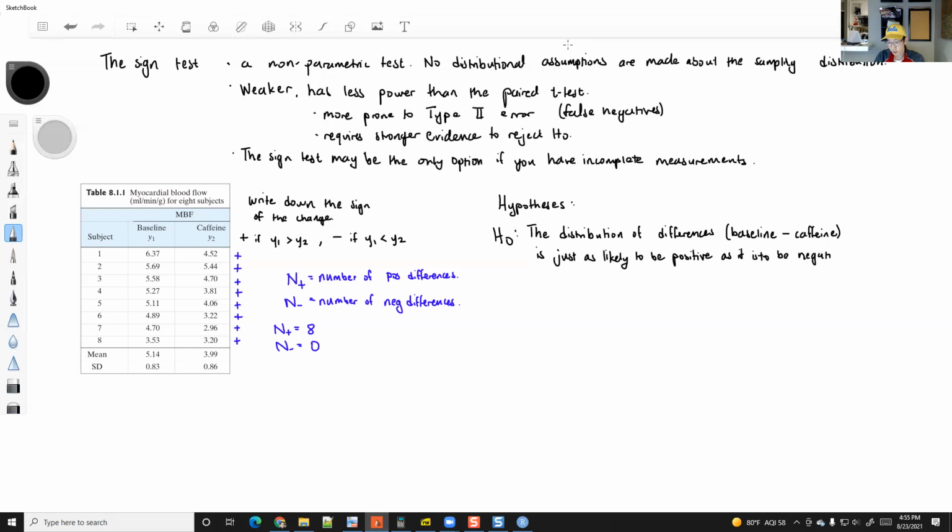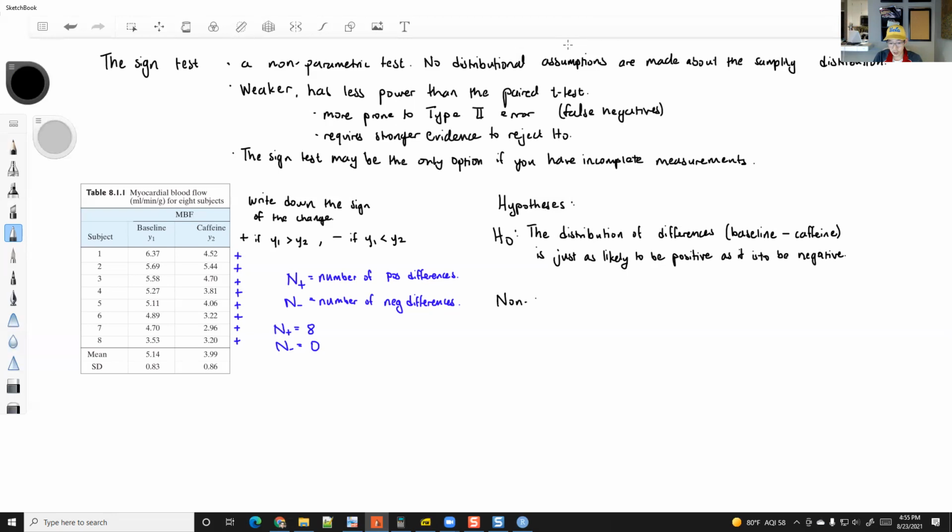So we're basically saying that if you take a difference, baseline minus caffeine, whatever number you get is just as likely to be positive as it is to be negative. It's not going to favor positive values. It's not going to favor negative values or something like that. Okay.